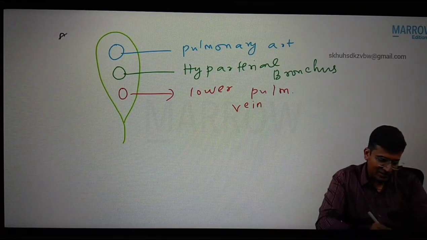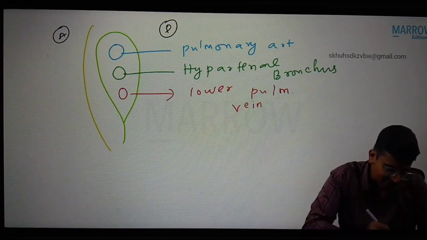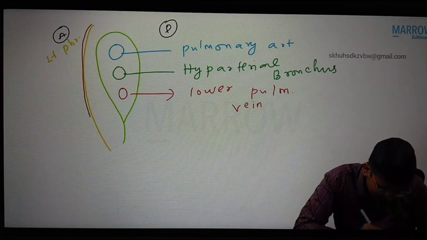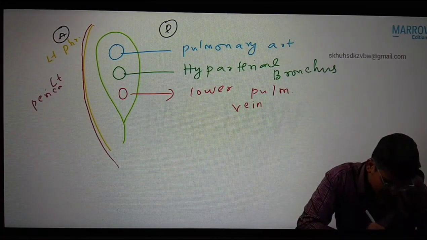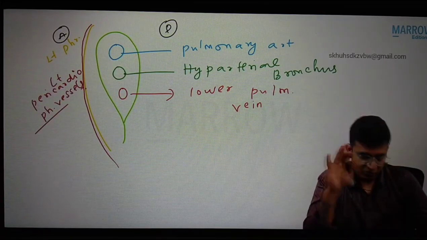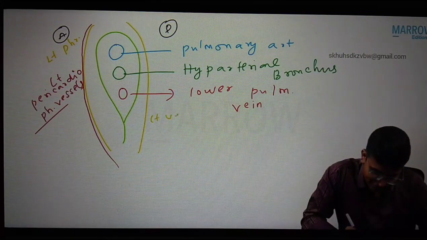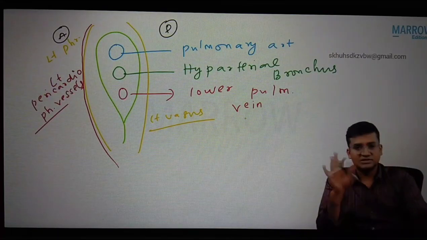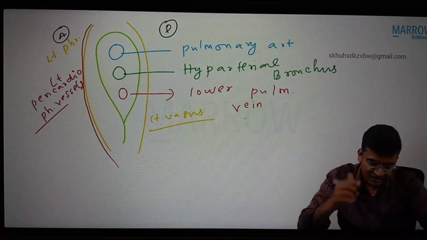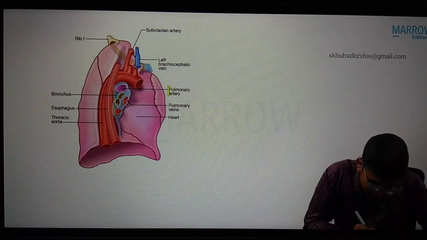Next, this is anterior and this is posterior. Now, anterior to the hilum of left lung, we have a nerve. Which nerve? Our left phrenic nerve. Now, left phrenic nerve is accompanied by left pericardiophrenic vessels. Okay. Now, behind the hilum of left lung, we have left vagus nerve. Yes, that's all. So, in front of hilum of lung, phrenic nerve. Behind the hilum of lung, vagus nerve. Yes. See the diagram.